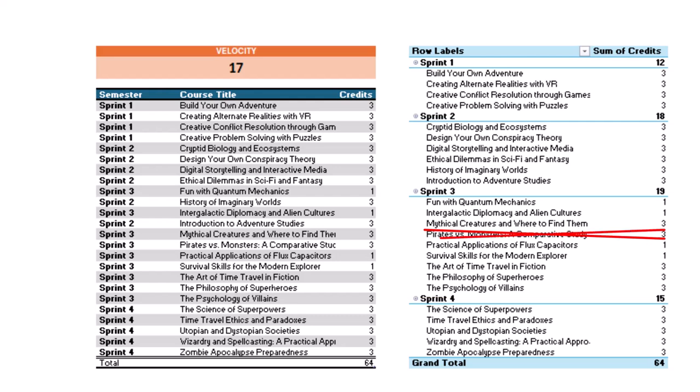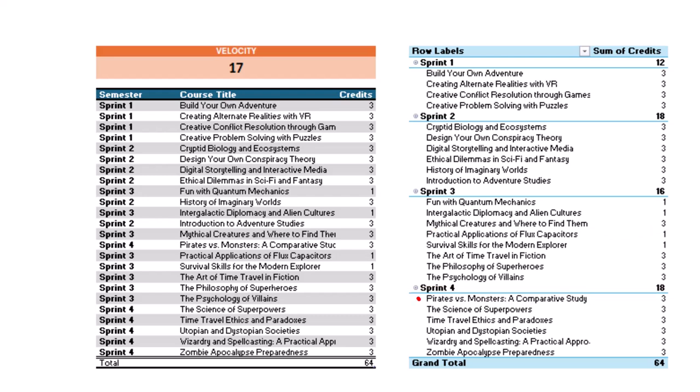This time I wasn't able to finish Pirates vs. Monsters, a comparative study. That 3-credit course is now becoming unfinished work, which will carry over into Sprint 4, alongside the other planned courses for the final semester. By Sprint 4, I need to complete 15 credits to stay on pace for graduation. However, with the unfinished Pirates vs. Monsters, a comparative study from Sprint 3 added to the backlog, Sprint 4 now has a total of 18 credits, which is 1 credit over my max velocity. This creates another challenge. I either need to push some work into an additional sprint, an extra semester, or increase my workload in Sprint 4, accepting the risk of burnout.